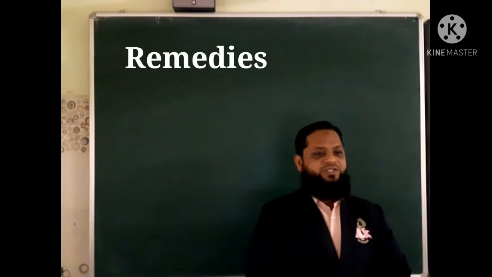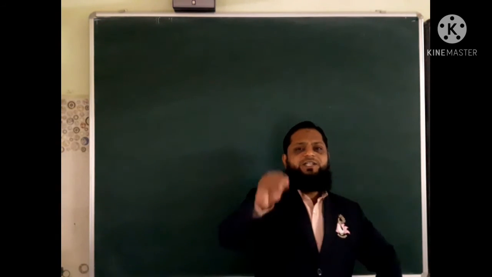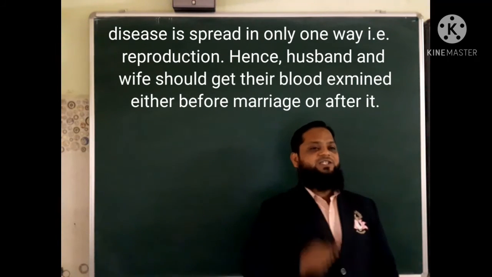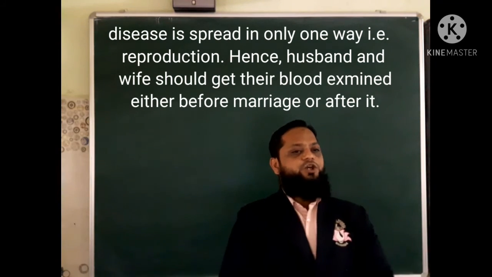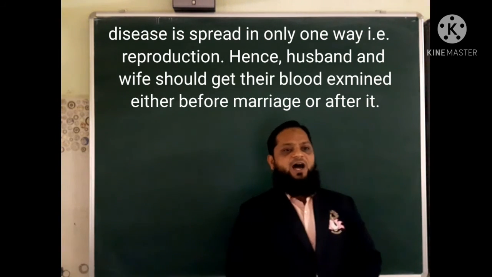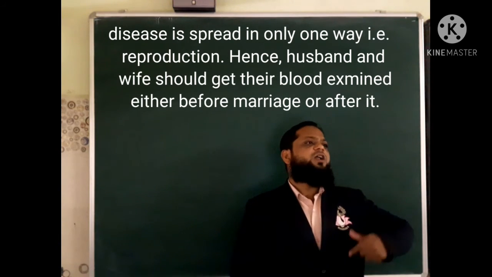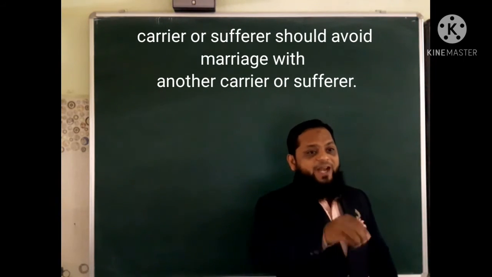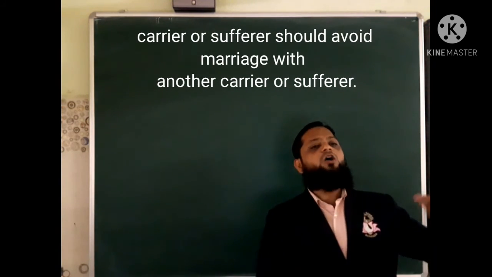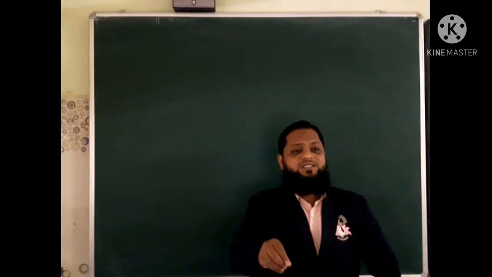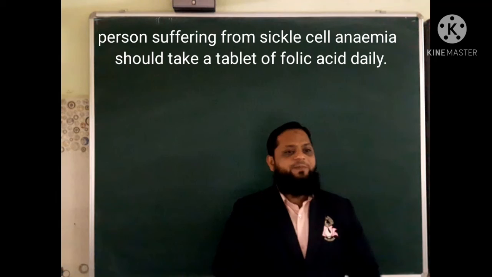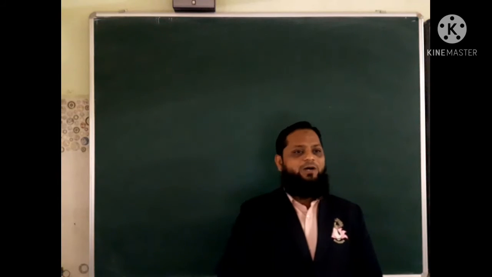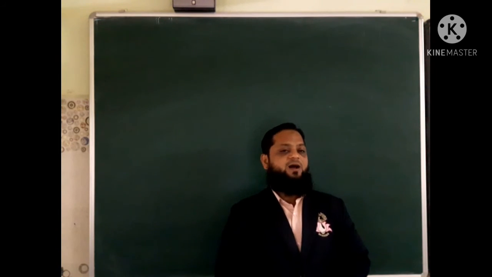Let's see the remedies. Number one, this disease is spread in only one way, that is reproduction. Husband and wife should get their blood examined either before marriage or after marriage. A carrier or sufferer should avoid marriage with another carrier or sufferer. A person suffering from sickle cell anemia should take a tablet of folic acid. This is all about the remedies of sickle cell anemia.